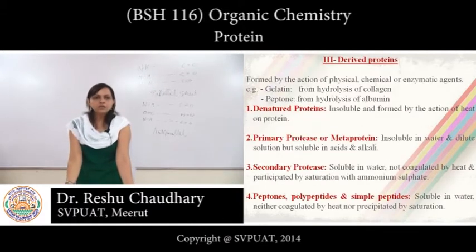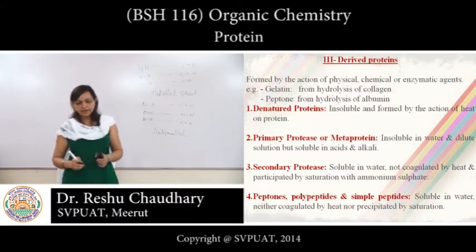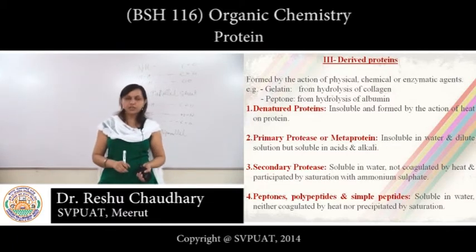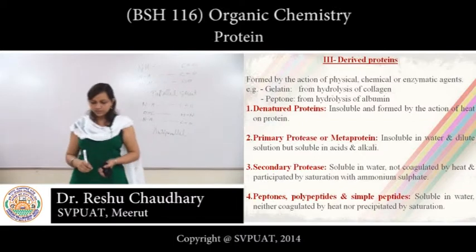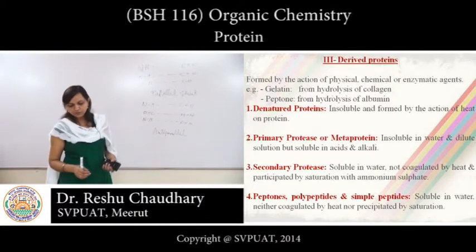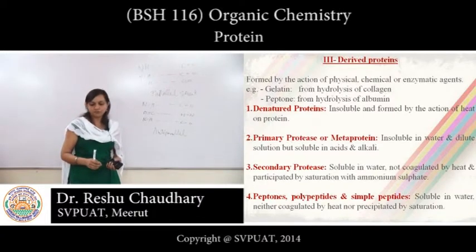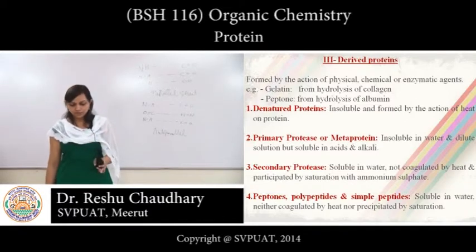Now comes the third type of proteins. This is derived protein. These are formed by the action of physical, chemical or enzymatic agents and can be further classified on the basis of cleavage of proteins. First one is denatured proteins. As the name indicates, they are denatured proteins, insoluble, and formed by the action of heat on protein.